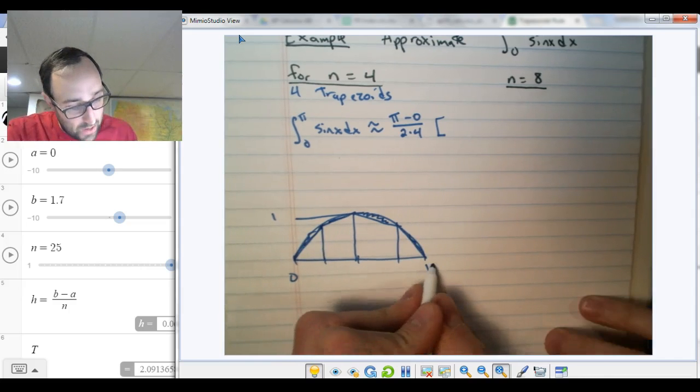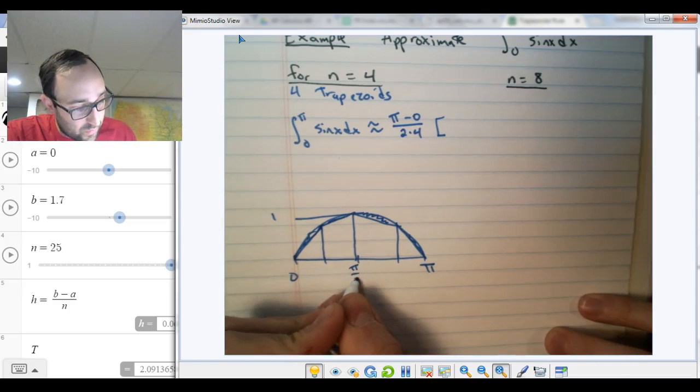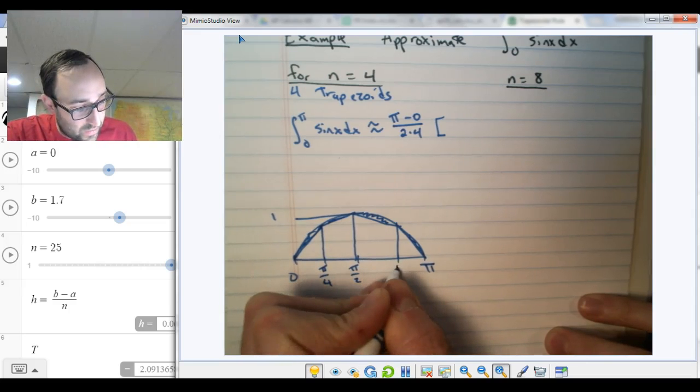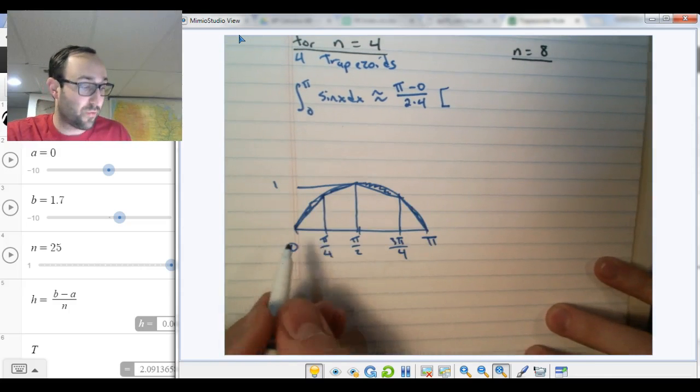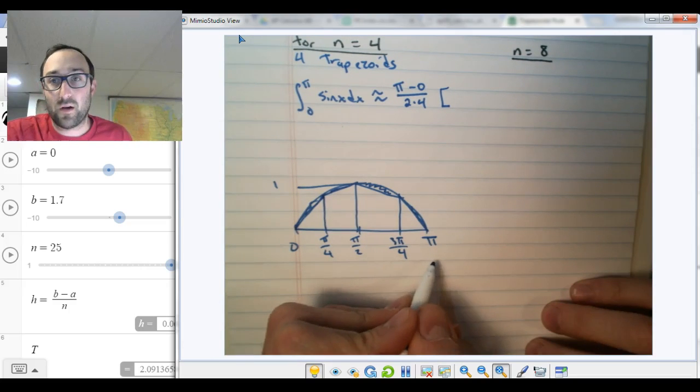Okay, so if I'm at 0 to pi, I know this is pi over 2. I know this is going to be pi over 4. I know this is going to be 3 pi over 4, right? Because I just split it up into 4 parts. It's like 1/4, 2/4, 3/4, 4/4 of pi.